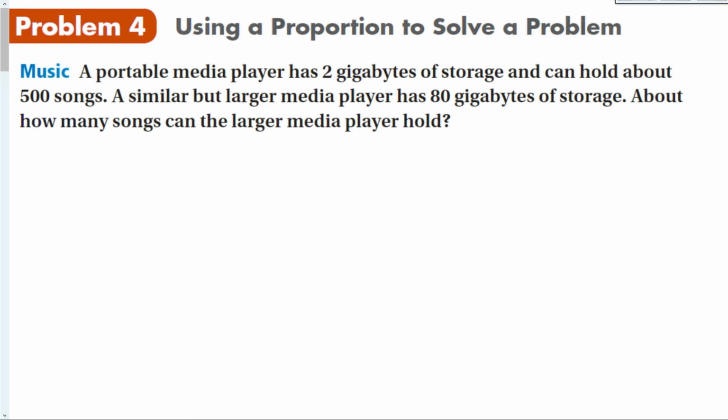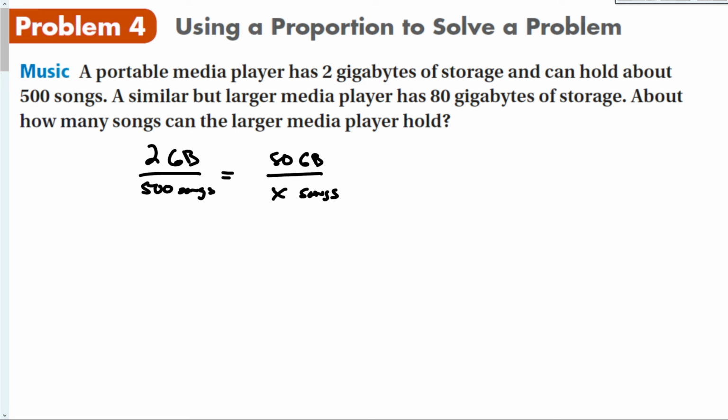So a portable media player has 2 gigs of storage and can hold about 500 songs. A similar but larger media player has 80 gigs of storage. And how many songs can the larger media player hold? Well, if we set this up, we could set this up as 2 gigabytes over 500 songs is equal to, I'm going to put the 80 up top so that way they match.